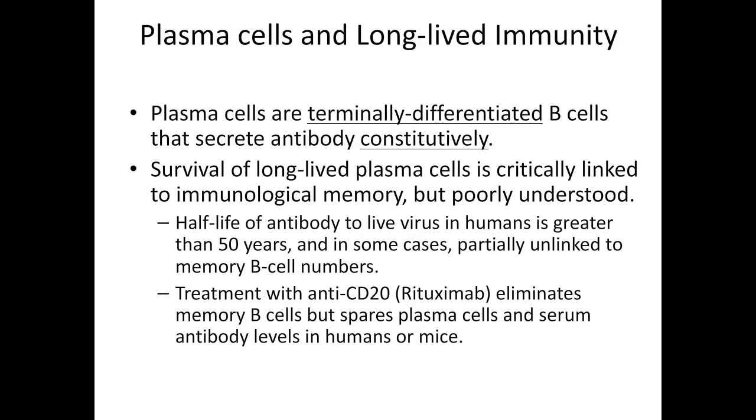So to give some background on plasma cells, they're terminally differentiated B cells that secrete antibody constitutively. These cells are critically important for immune function and memory, as they are long-lived cells that can secrete antibody for long periods of time. I just want to point out that the half-life of antibody to viral infection can exceed 50 years, and this is independent of memory B cells, in that treatment with rituximab, an anti-lymphoma treatment which eliminates memory B cells but spares plasma cells, leaves serum antibody also remaining. Therefore, these cells are critically important for long-term immune function.